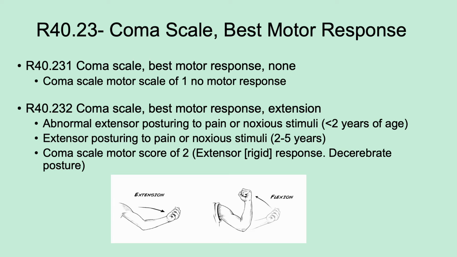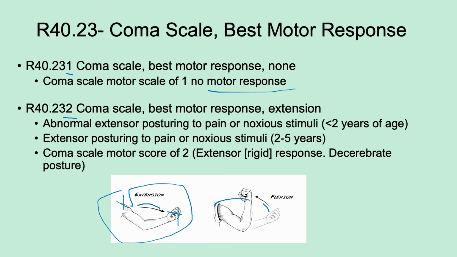Finally, the third set of codes describe the patient's best motor response, or their movements. Posturing to pain includes movements of trunk and extremities, and it may include rigid body movements or abnormal positions. So what do we have here? Coma scale of 1, no motor response. Coma scale of 2, extension. You see, this is extension, so it's increasing the angle between here and here. Flexion is decreasing that angle between there and there.